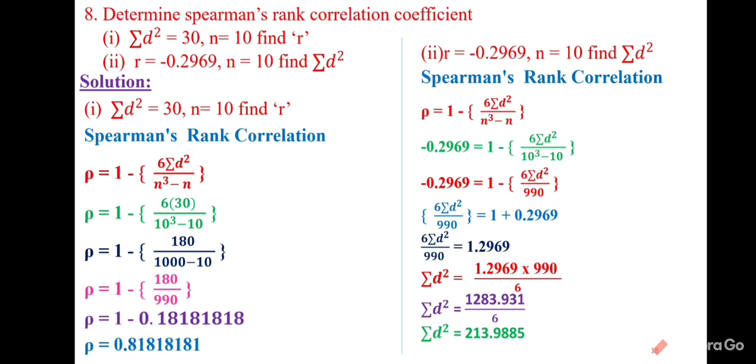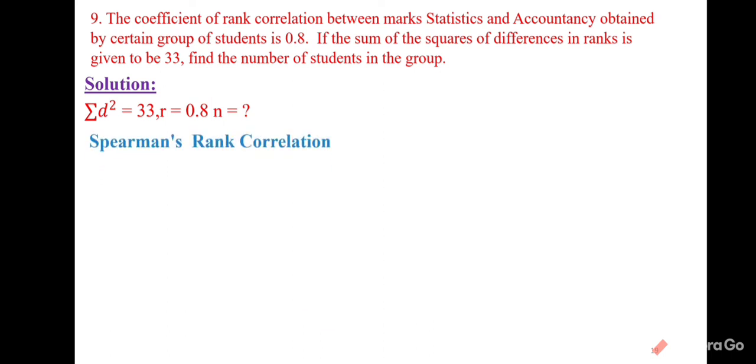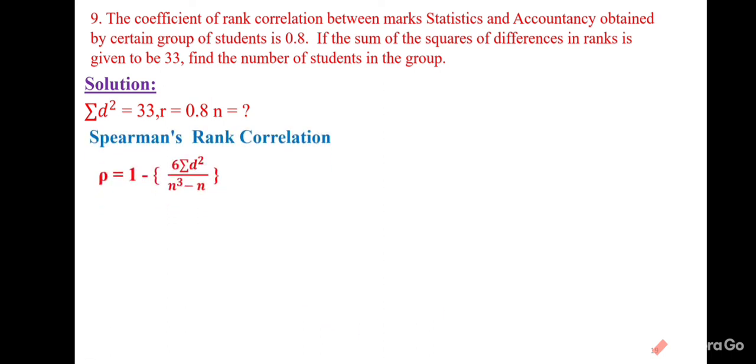Right? Any questions can be asked. So approximately we will take 2 and 4. The coefficient of correlation between marks in statistics and accountancy obtained, the R value is 0.8, summation of D square is 33. Find the number of groups. They are asking for the N value. Summation D square equal to 33, R value is 0.8 and N value is the question mark. So substitute in the formula. Take the values that are given.